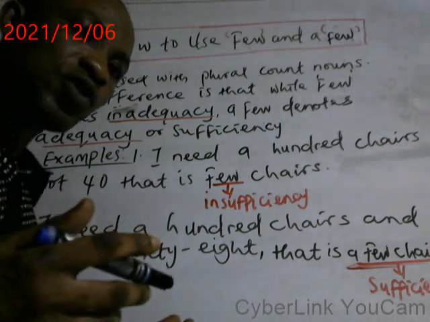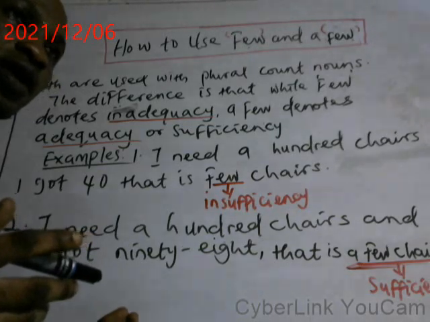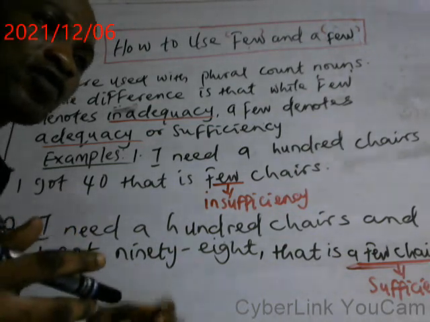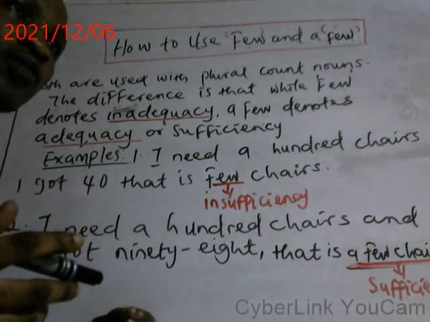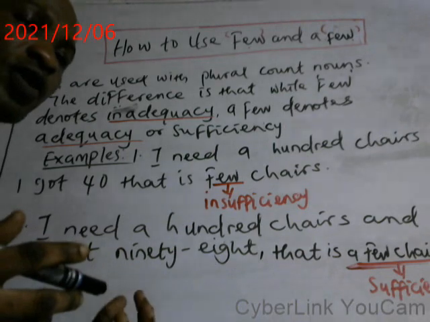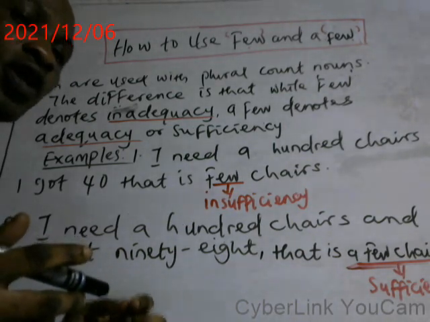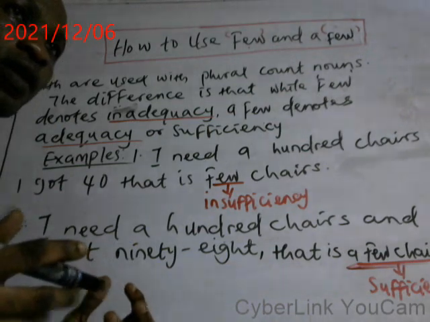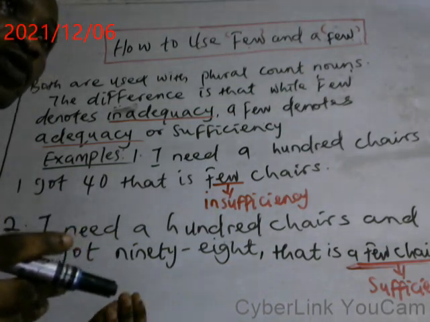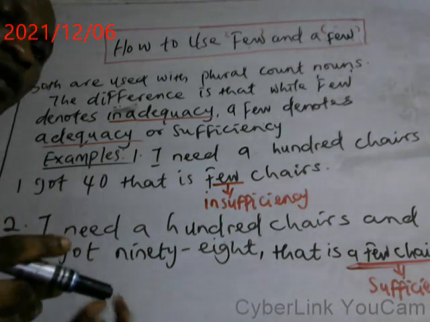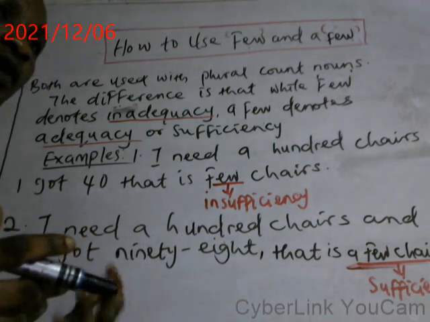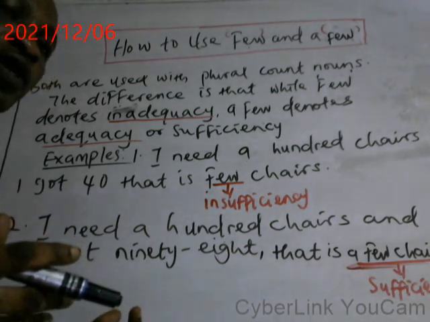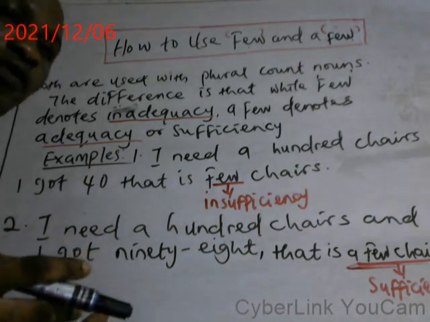There is something we should try to establish here. And what is that? It's all about being sufficient and not sufficient. If the countable noun in context is up to what you have, is sufficient, is adequate, use a few. But if it is not sufficient, it is inadequate, use few. That is how to use a few and few. Now, let us go back to our previous explanation. Let's have a recap of what we have said so far so that we can see whether we have actually gained something or not.